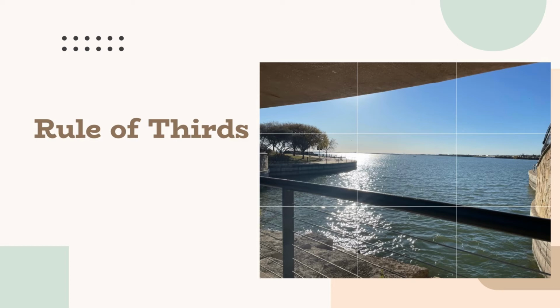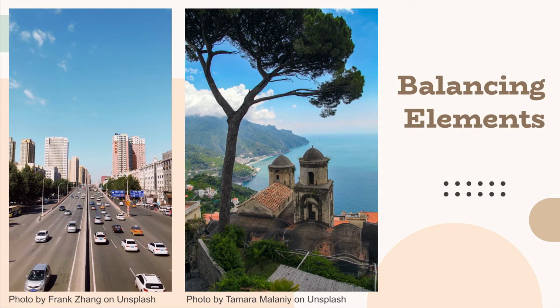First is rule of thirds. You move the focal point out of the center and into one of the third sections of the photograph frame, as seen here. Next is balancing elements.